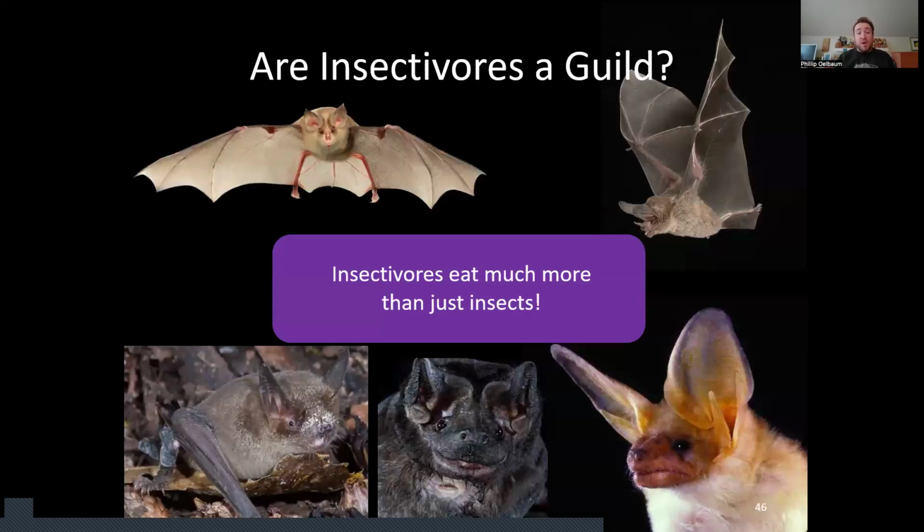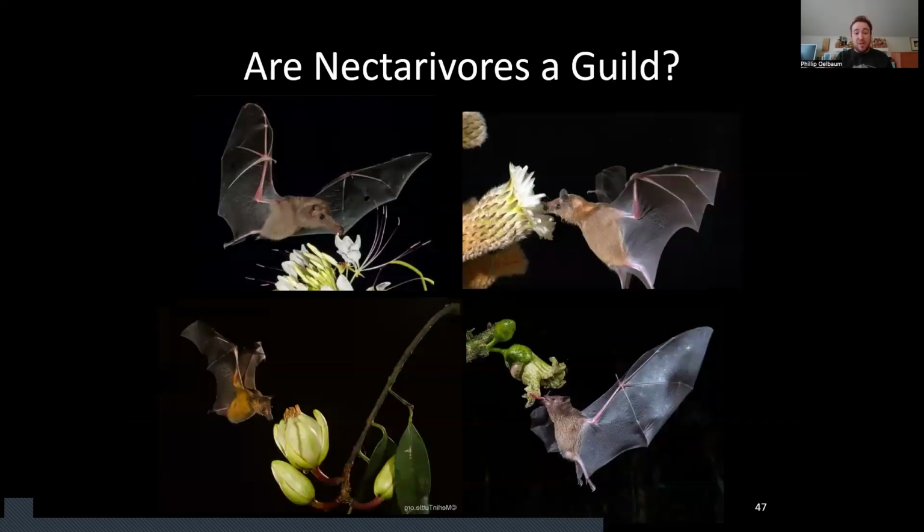Insectivores do often eat a lot more than just insects. So please consider this when you're examining this concept of the dietary niche in these types of communities.